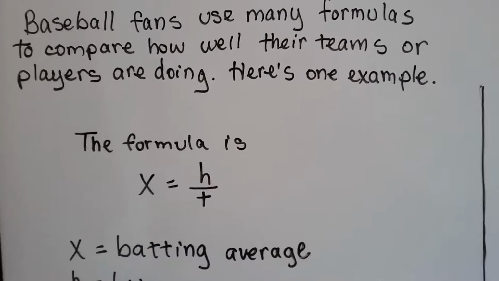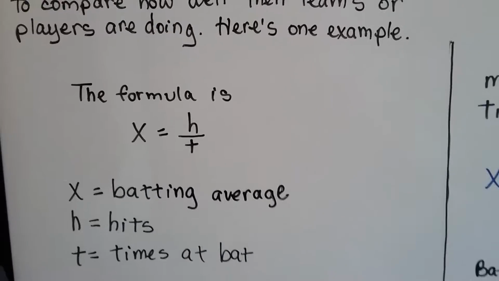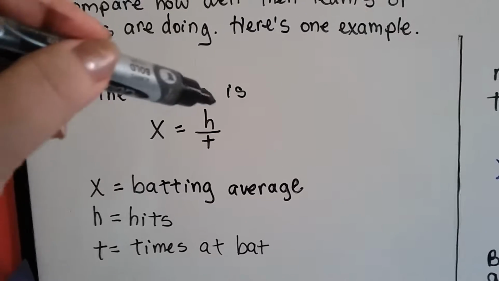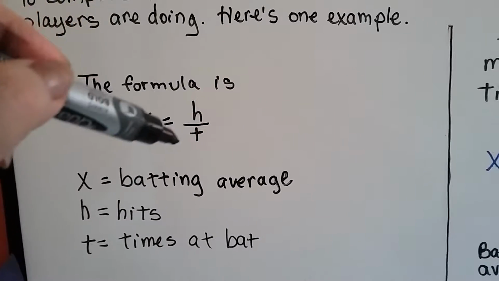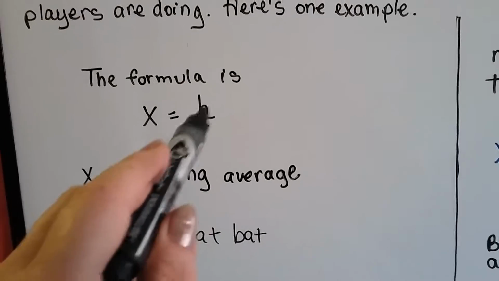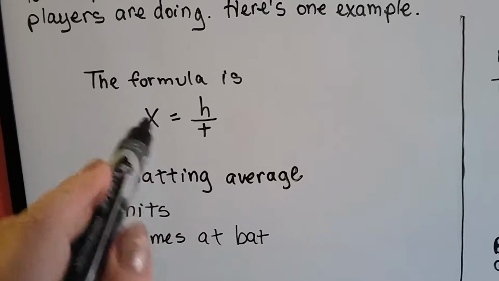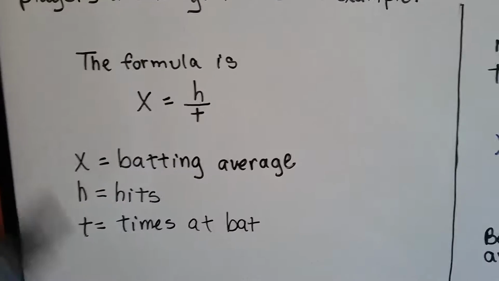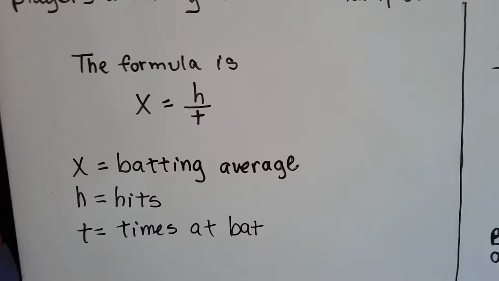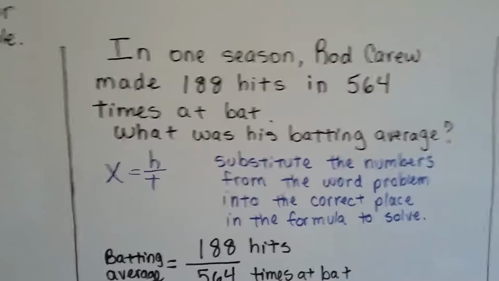The formula is X equals H over T. X stands for the batting average, H is how many hits they got, and T is how many times they went up to bat. And if you plug their information into this, you'll be able to find the batting average, even for somebody on a little league team like your brother, or your cousin, or your friend, or yourself. All right, so let's do this.